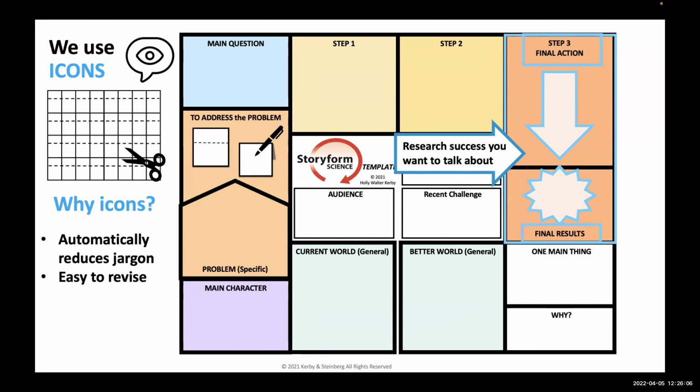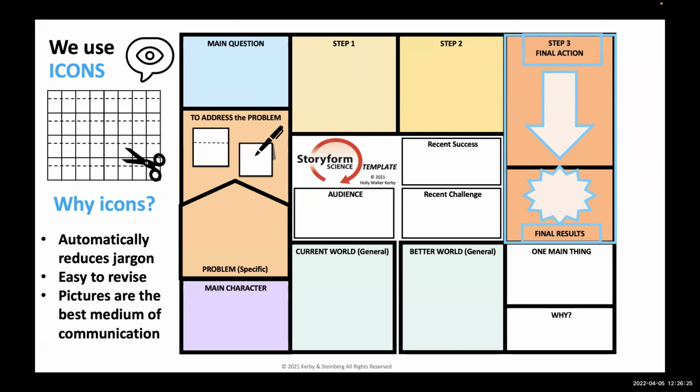Icons make your talk easy to revise. Often, most of us, when we have something written down, it's very hard to go back and revise it. We like it the way it is, but icons are very easy to move around. And so they make improvement by revision much more likely.